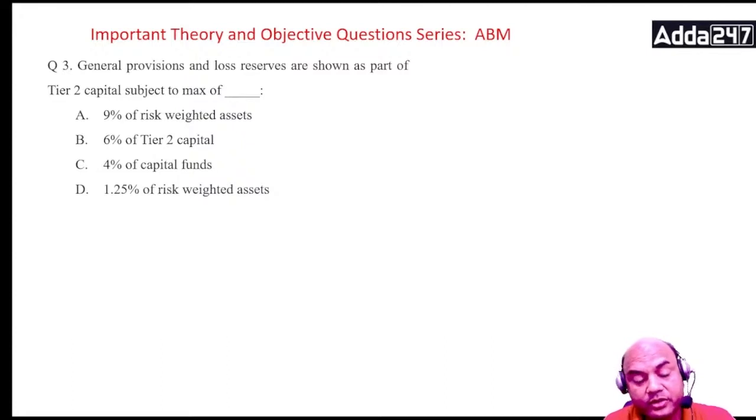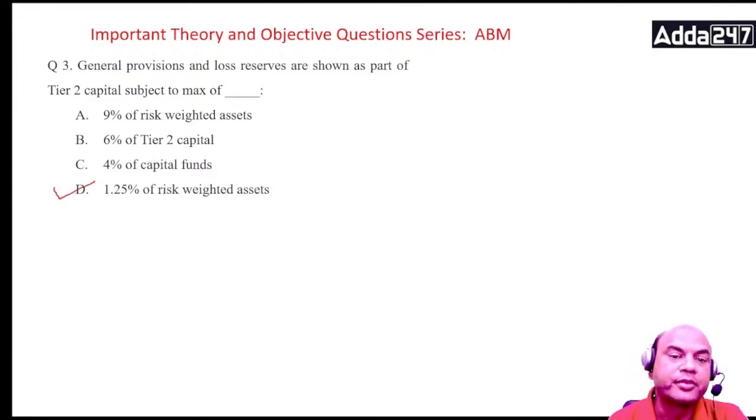What is the answer over here? How many of you have studied this? Those who have studied this will be able to answer it very fast. Now let me explain first. Okay, let us get the answer first, then I'll explain. What is the answer, everyone? It is 1.25% of RWA. This is the answer, 1.25% of RWA.